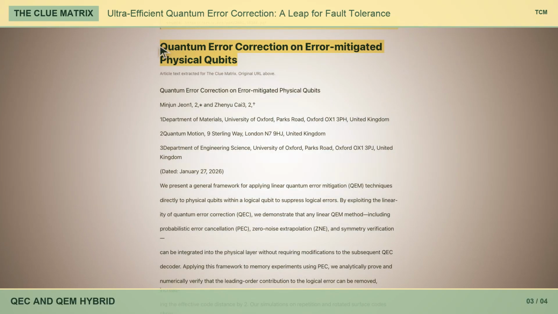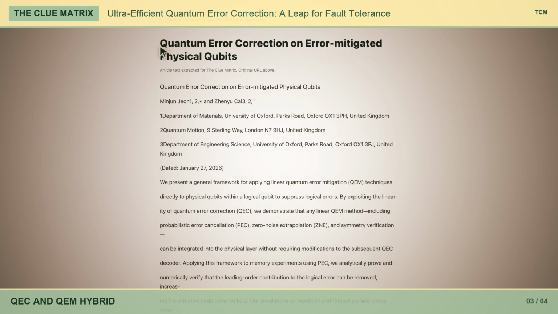We've talked about error correction, but there's another powerful technique, error mitigation. This paper explores a hybrid approach, specifically quantum error correction on error-mitigated physical qubits. It sounds like they're making the underlying qubits better before QEC even starts. That's exactly right. QEC protects information by encoding it across many qubits, while quantum error mitigation, QEM, reduces bias in measurements by running multiple noisy circuits. This paper marries the two at a very fundamental level.